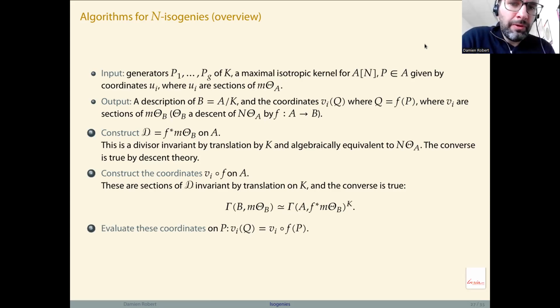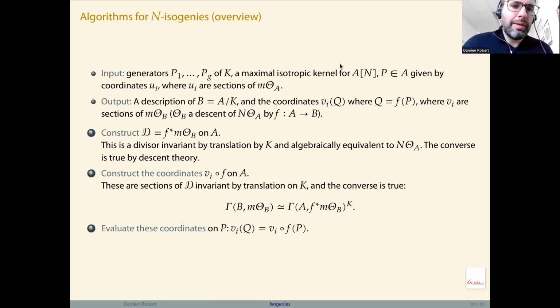And the output I want is the quotient A over K. And I also want coordinates on this quotient. So I know that nθ_A will descend to θ_B. So nmθ_A will descend to mθ_B. And so I will get coordinates v_i on mθ_B. And I want to evaluate f(P) = Q with these coordinates.